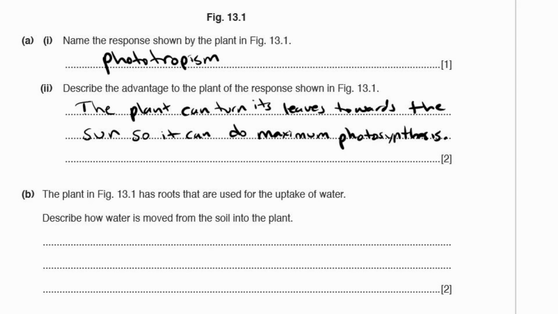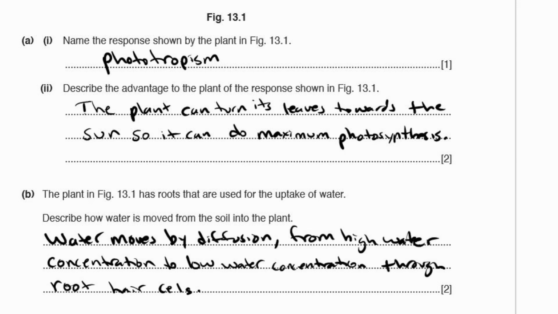Part B. The plant in figure 13.1 has roots that are used for the uptake of water. Describe how water is moved from the soil to the plant. Okay, so water goes from the soil to the plant by diffusion. It goes from a high water concentration to a low water concentration. And it goes through the root hair cells. Okay, so water moves by diffusion, that's important, from high water concentration to low water concentration through the root hair cells.